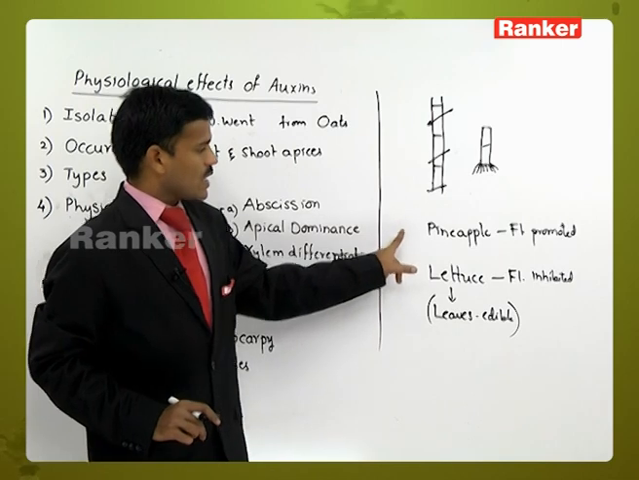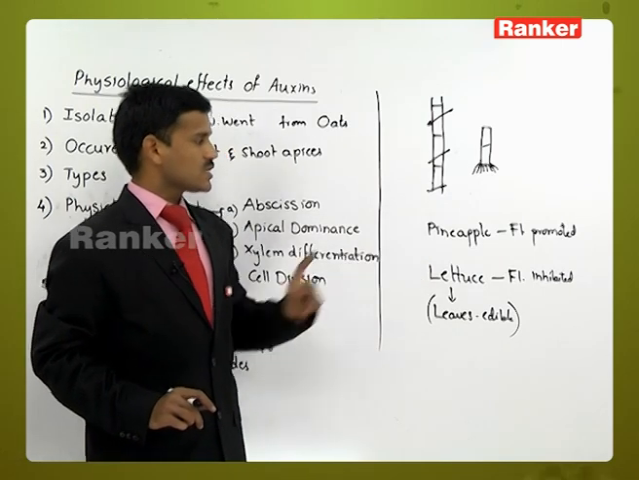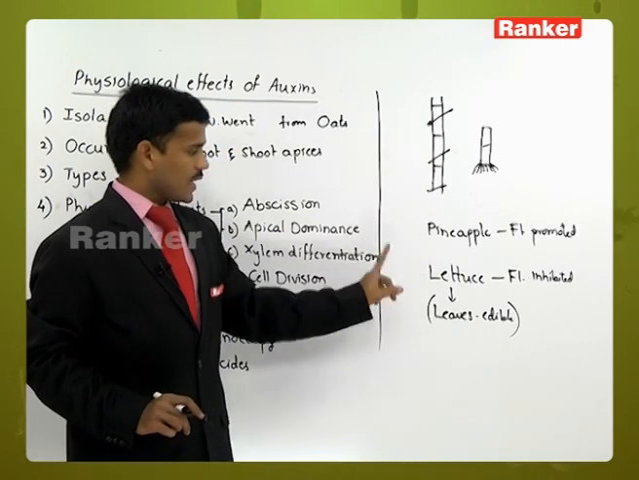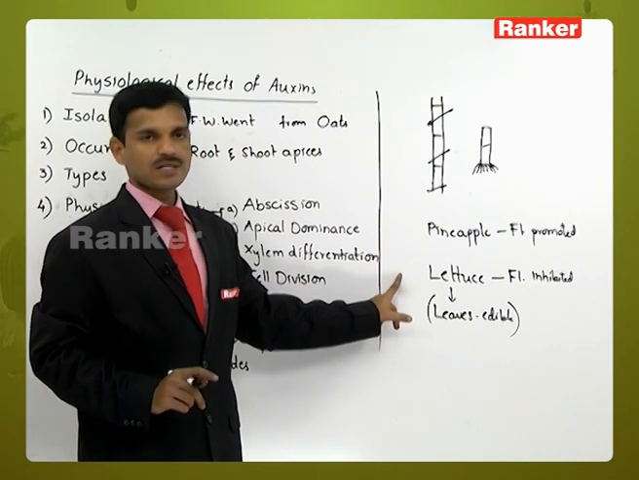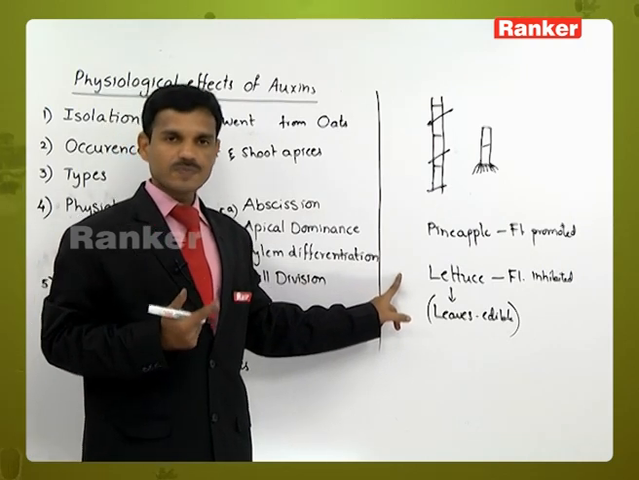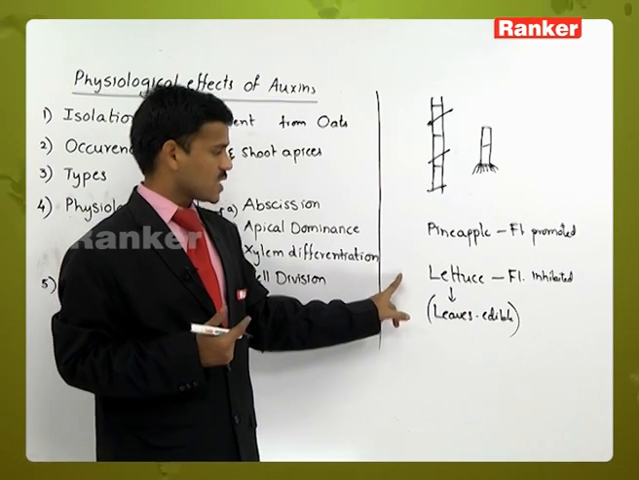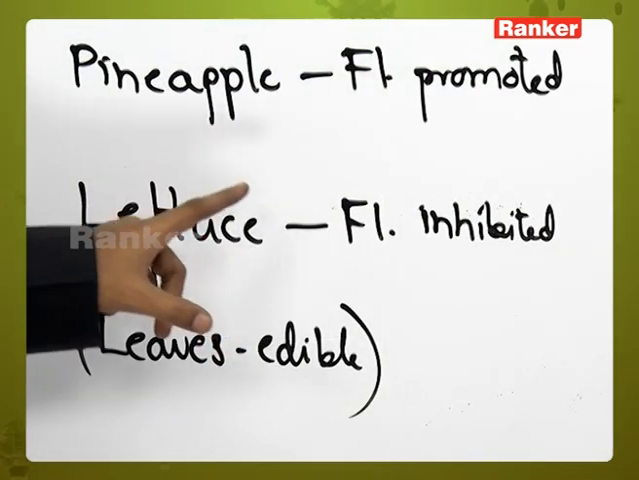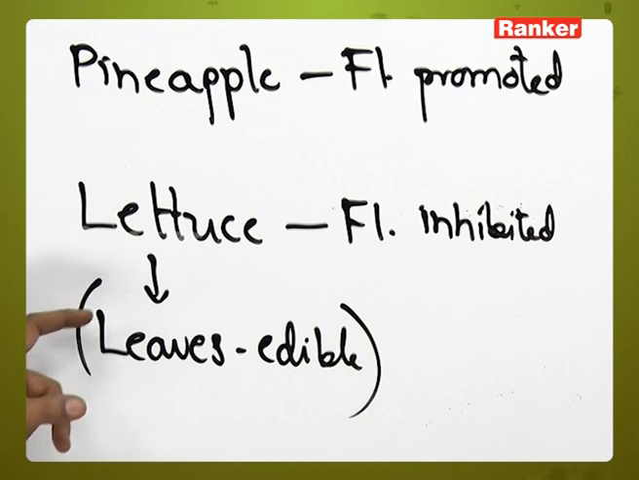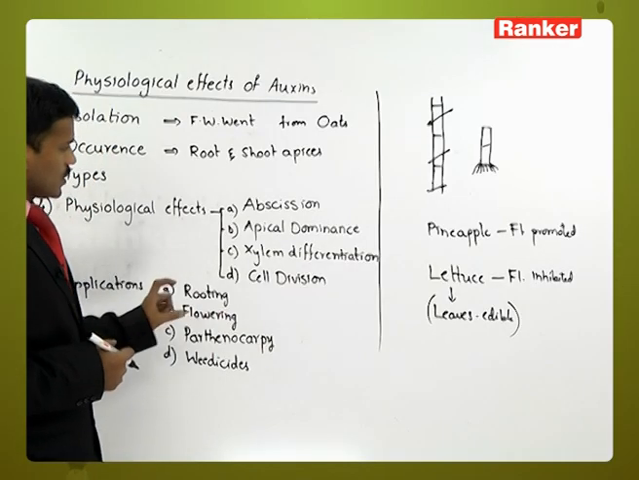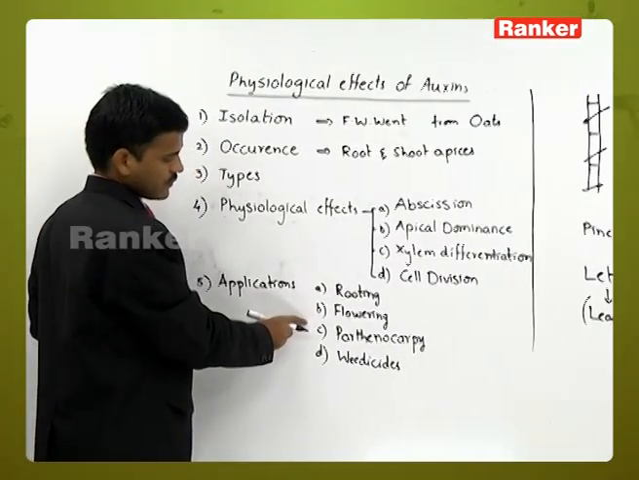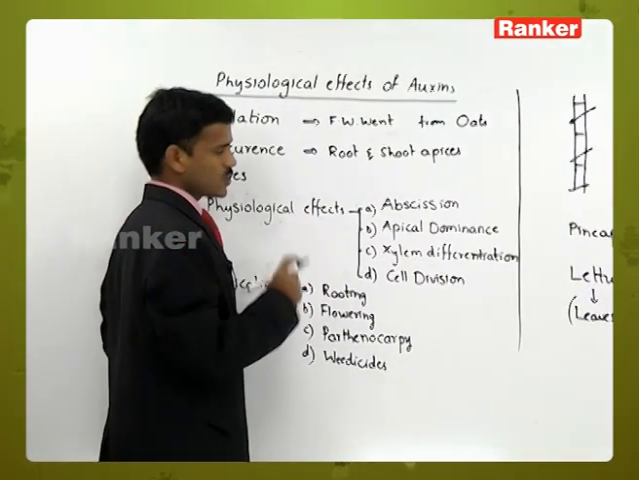So a low concentration of auxin promotes flowering in pineapple. A high concentration of auxins is sprayed on the lettuce plant, and flowering is inhibited or stopped. So more leaves are formed, and the leaves are the edible part. So it shows different effects in pineapple and lettuce plants.